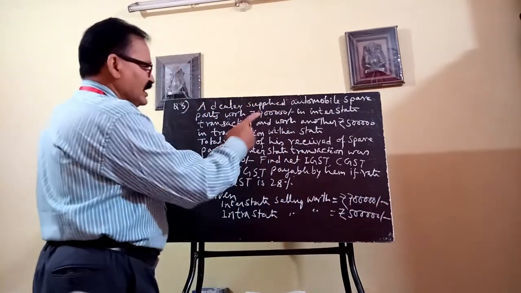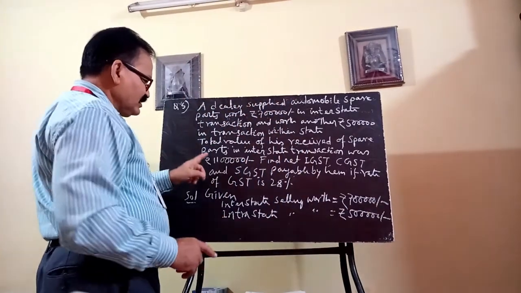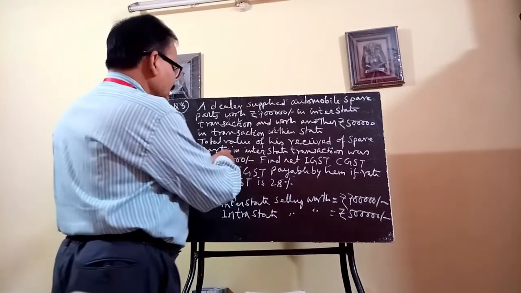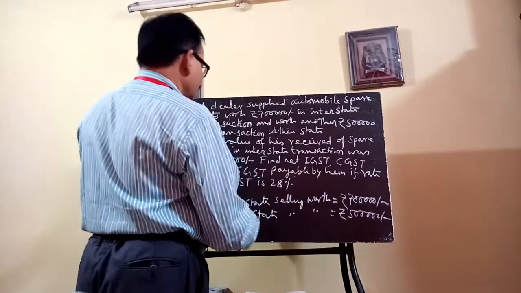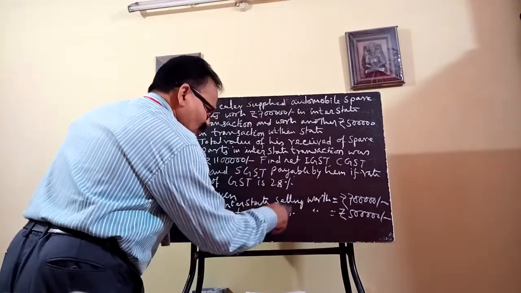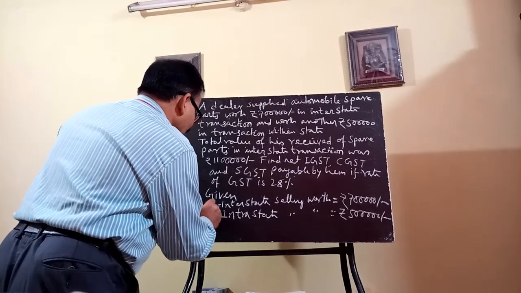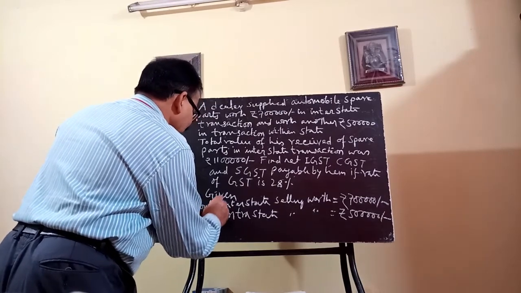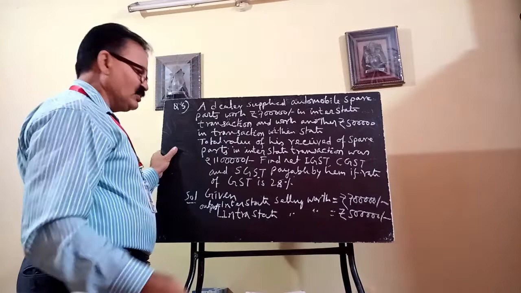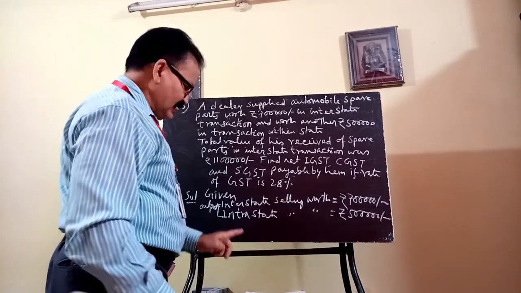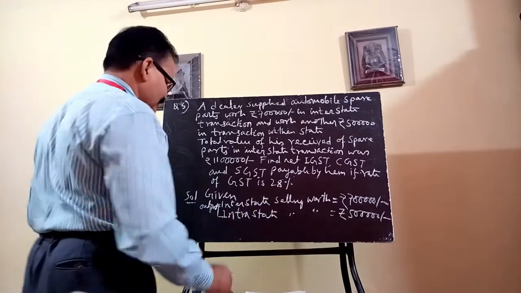Okay. Another is his purchase, that is 11 lakh. That is the interstate transaction. These are the output. These are for your output. Means these are sold by the dealer to the other state 7 lakh, within the state 5 lakh.